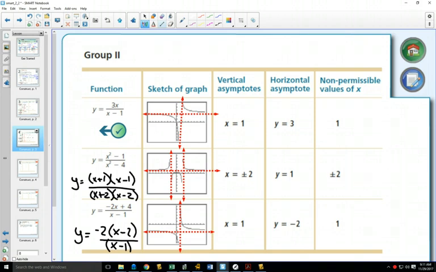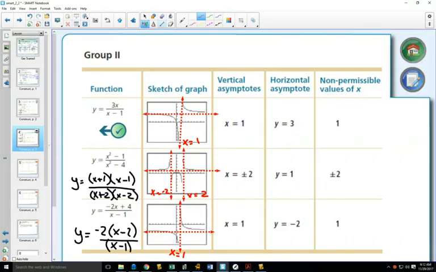So a couple of things show up in these graphs, and a couple of patterns that we can see. First of all, whatever our non-permissible values are, in this case they always become vertical asymptotes because they didn't cancel out. So your non-permissible values will always be either vertical asymptotes or holes. If a non-permissible value cancels out, it becomes a hole. If it doesn't cancel out, like it didn't in any of these, it stays, and they will always become vertical asymptotes. And so that's why we have a vertical asymptote here at x equals 1, here at x equals -2 and x equals 2, and here at x equals 1.